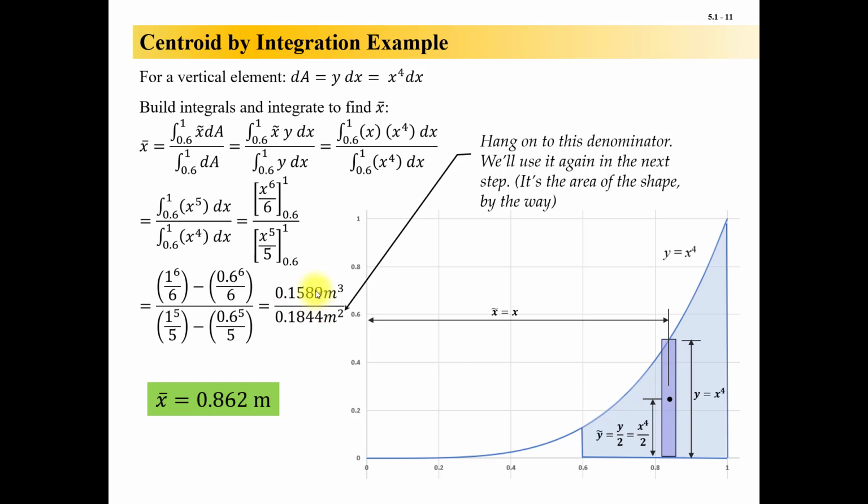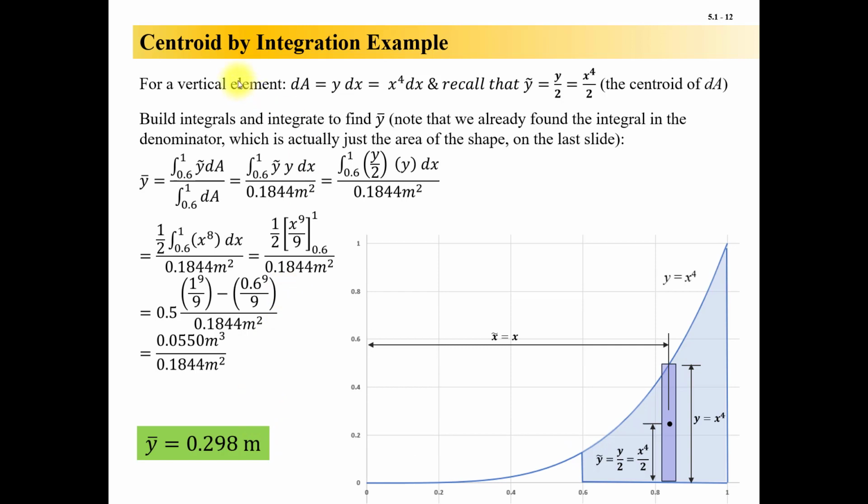But anyway, so I've got 0.1589 divided by 0.1844. That gives me 0.862 meters. That's the location of the centroid, 0.862. It's like somewhere over there-ish, right? And left to right, that's probably about where I'd put my finger to balance this if it were a plate of constant thickness, right? So you get a good gut instinct at 0.862. I think it looks pretty good.